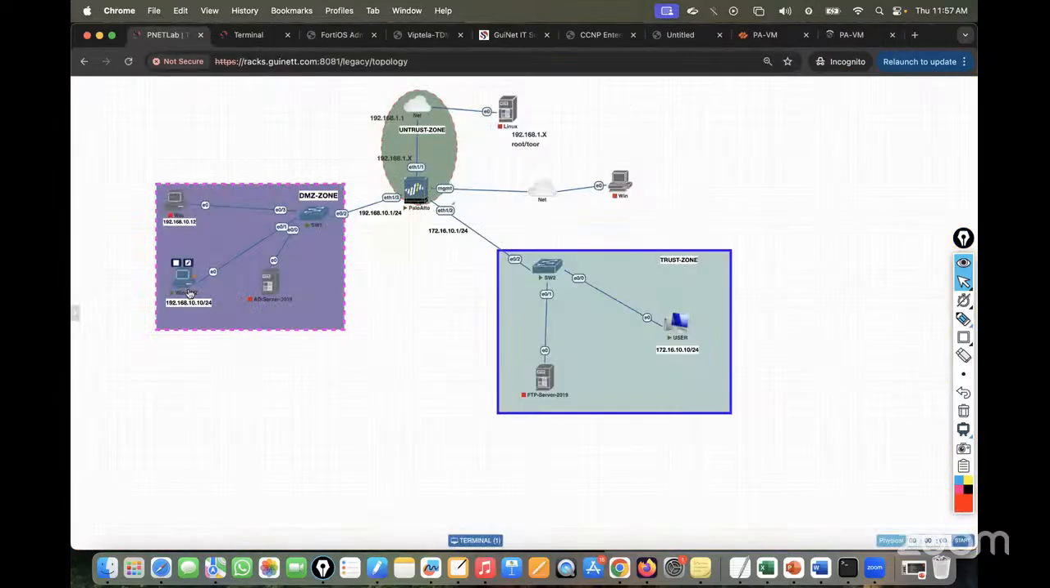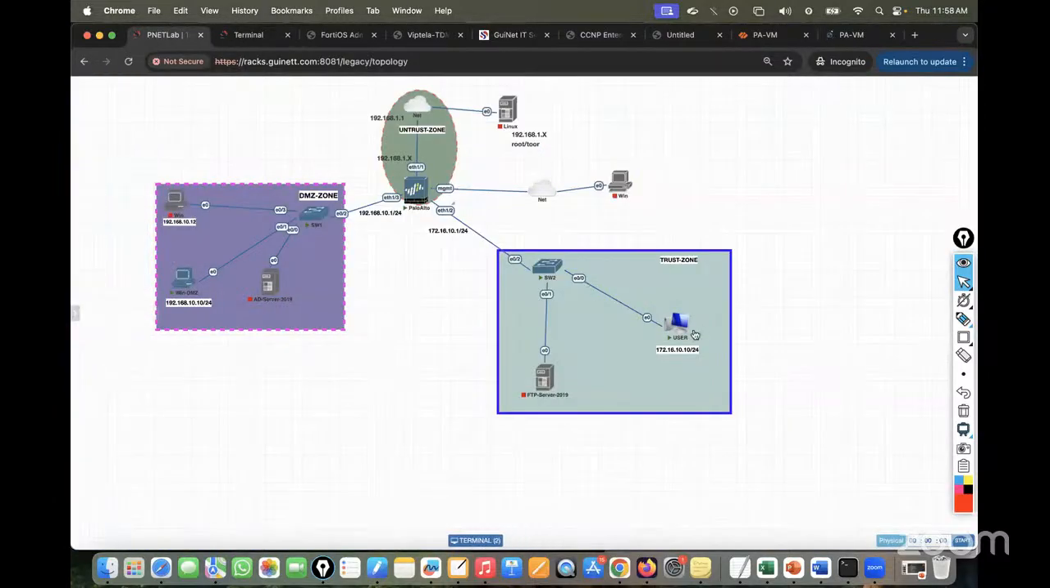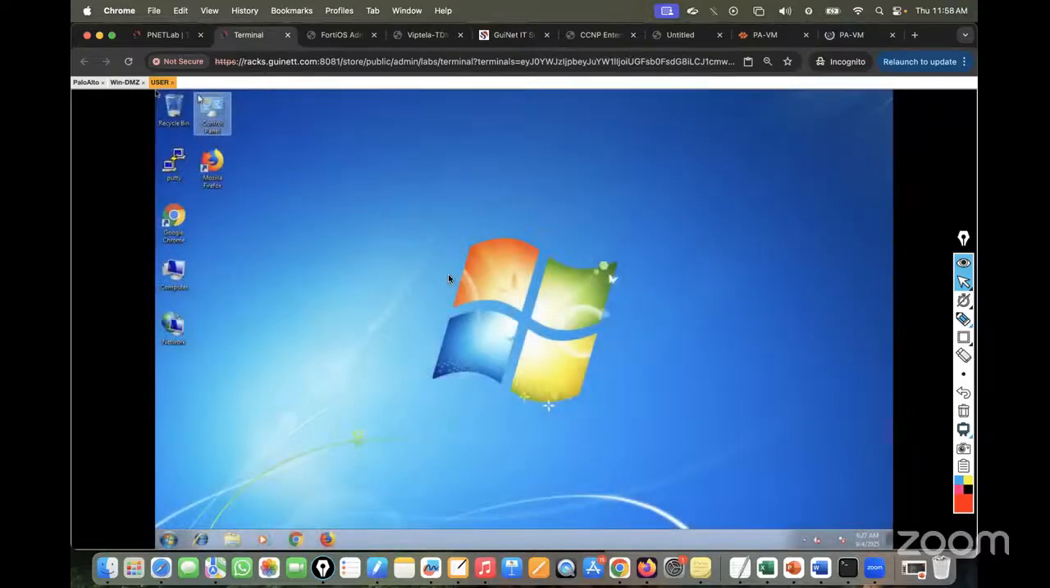So I will do some sort of communication between these two PCs, and I will show you how they are going to talk. They are two different networks, but I will make them the same network, and we'll see how they are going to talk to each other.